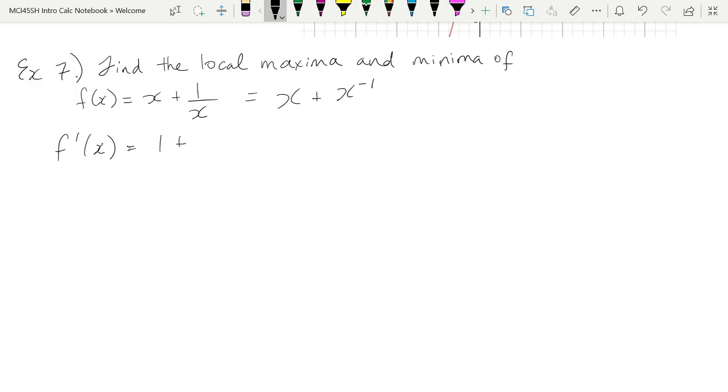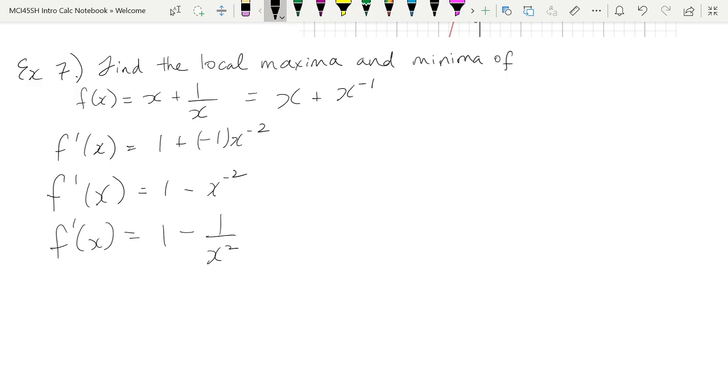So that's going to be 1 plus negative 1 times x to the negative 2. So let's tidy that up a bit. That's 1 minus x to the negative 2. And I think I'm going to go back to a fractional form, rational form: 1 minus 1 over x squared.